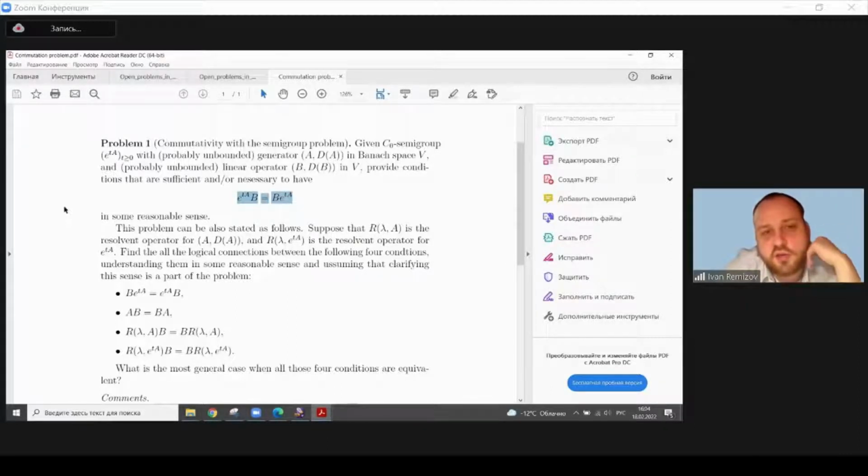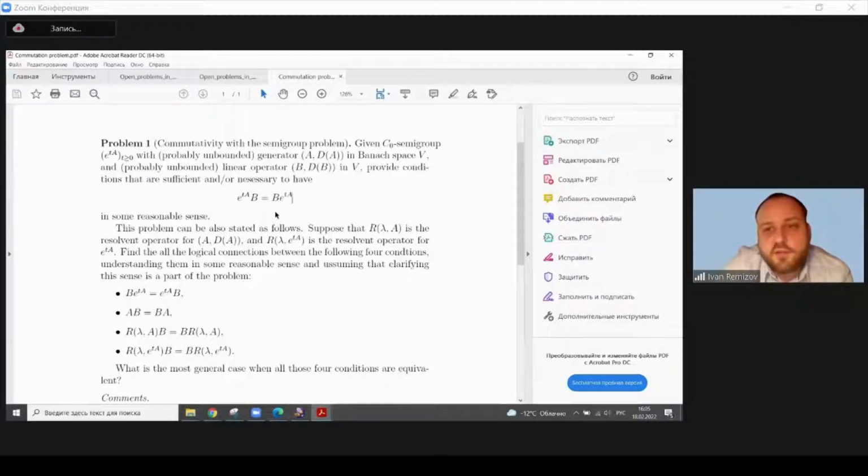The easiest way is when operator B is bounded, then those operators just commute as bounded operators. If you like, we can generalize a bit and ask what happens if B is unbounded. Then we need the domain of B to be invariant with respect to the semigroup, or ask some other condition which makes this question reasonable, because if B is unbounded, then left and right hand side of that equation is also unbounded operator.